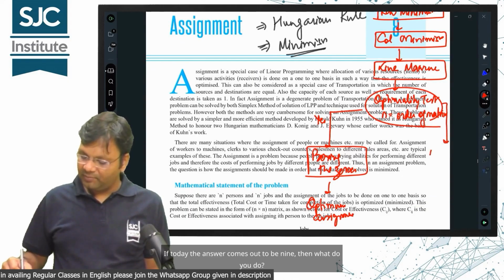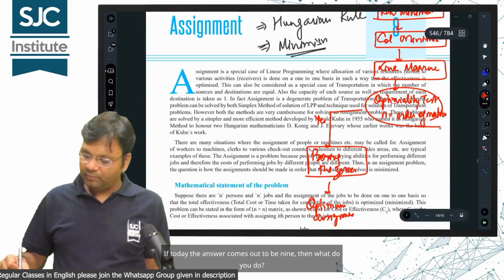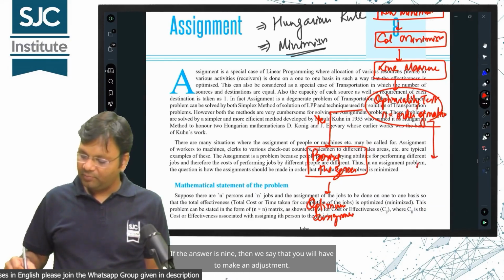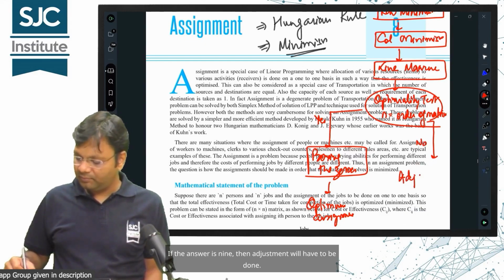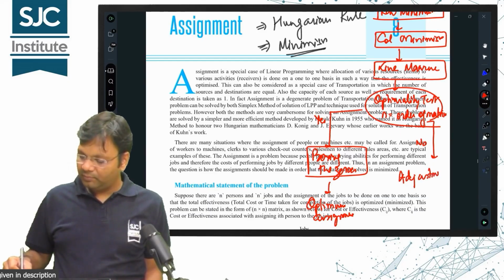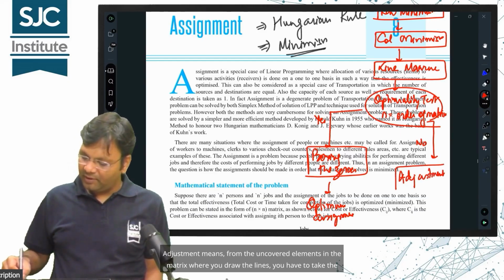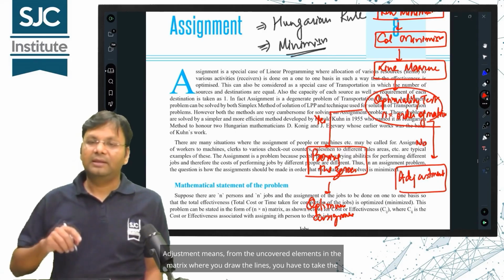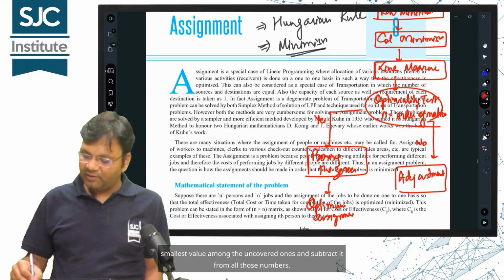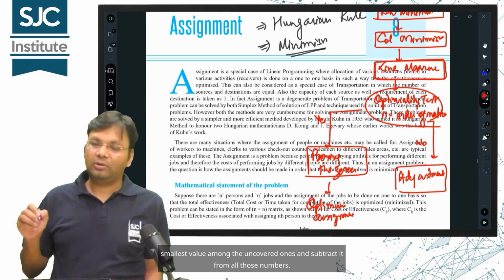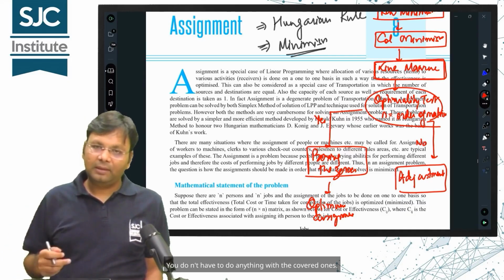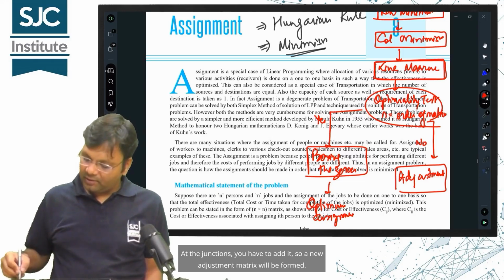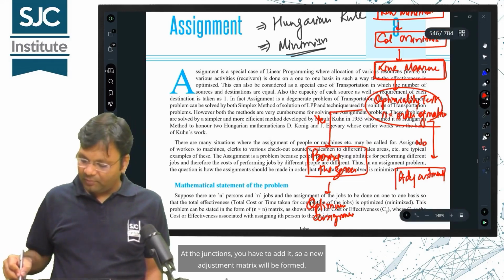If the answer comes out to be 9, then we say that you will have to make an adjustment. What does adjustment mean? From the uncovered elements in the matrix where you drew the lines, take the smallest value among the uncovered ones and subtract it from all those numbers. You don't have to do anything with the covered ones. At the junctions, you have to add it, so a new adjustment matrix will be formed.